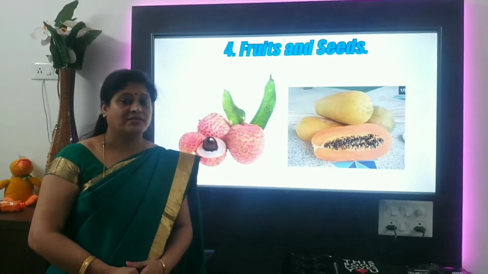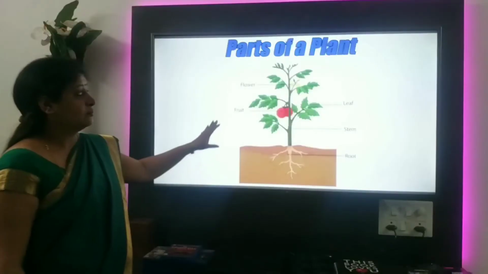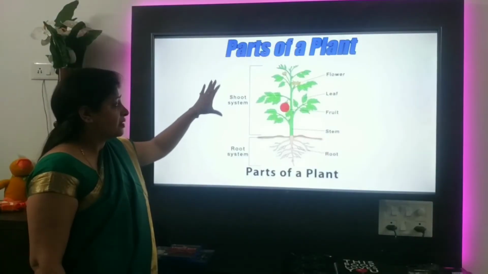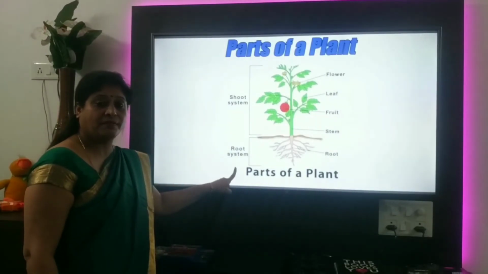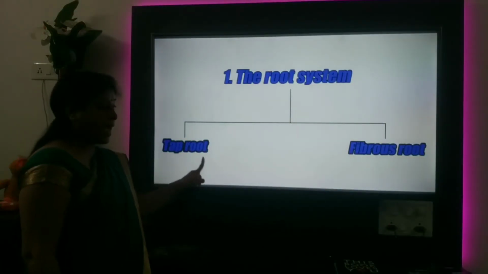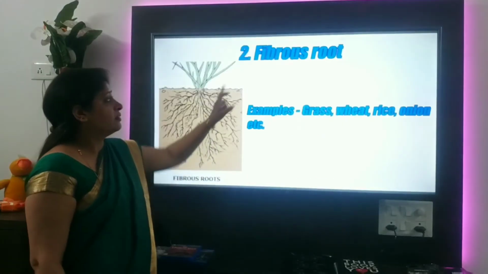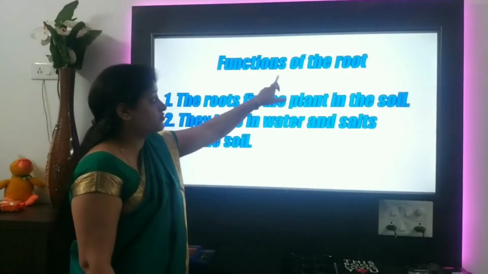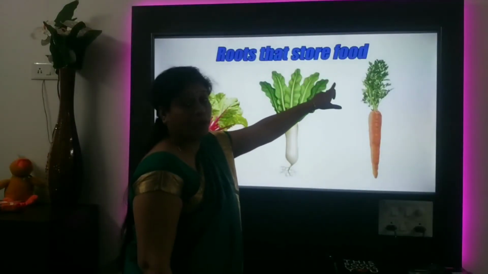So children, in this chapter we learnt about parts of the plant. Let us recall parts of the plant. There are two main parts of the plant, shoot system and root system. The root system is divided into two parts, that is taproot and fibrous root. Taproot, fibrous root. Functions of the root: roots that store food.